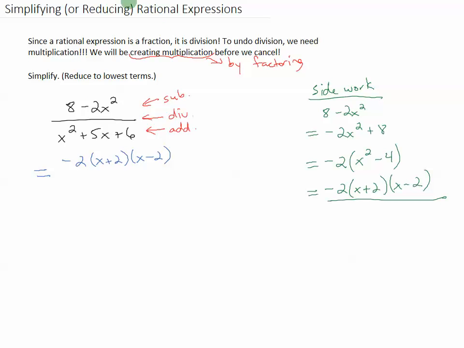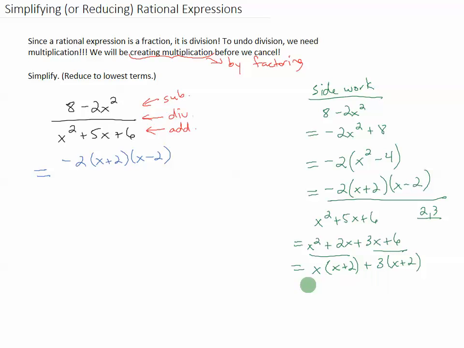Okay, let's work on x squared plus 5x plus 6. We're looking for two numbers that multiply to be 6 and add to be 5. Well, 2 and 3 work. So I'll split my middle term, 5x, to be positive 2x plus 3x. And then I'll factor by grouping. I'll group the first two and group the last two. Pull out an x of the first two, pull out a 3 of the second two, and then factor out the common x plus 2 to leave x plus 2 times x plus 3. And that's my denominator.